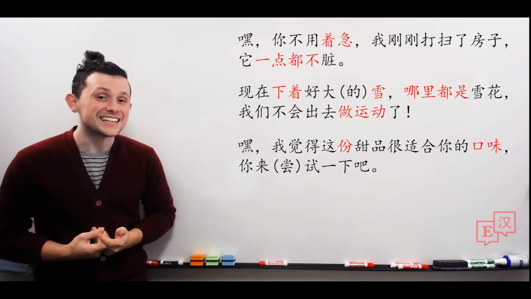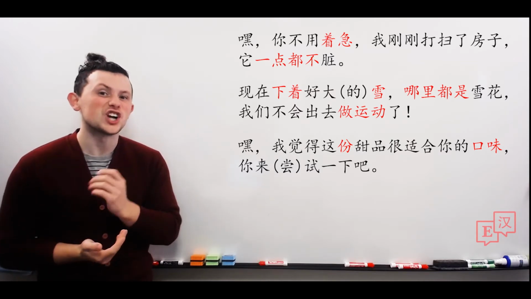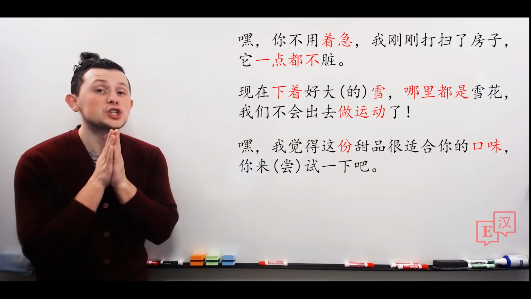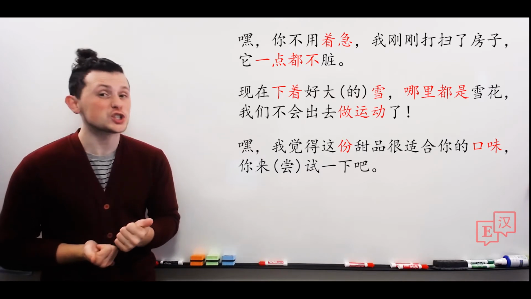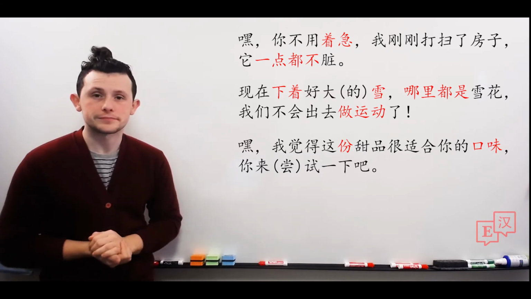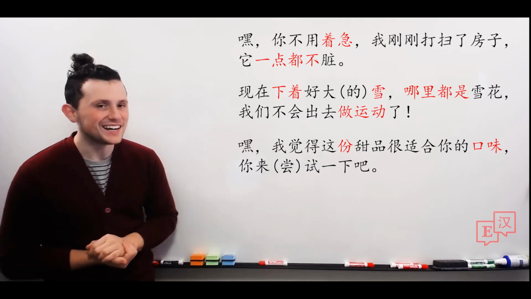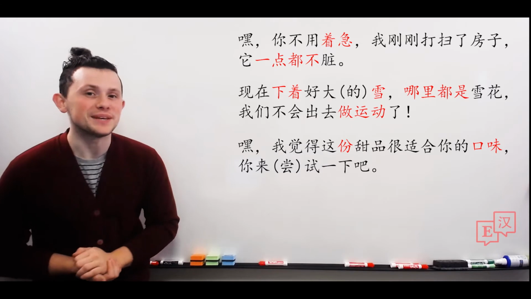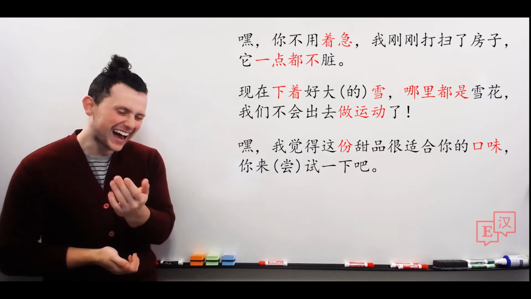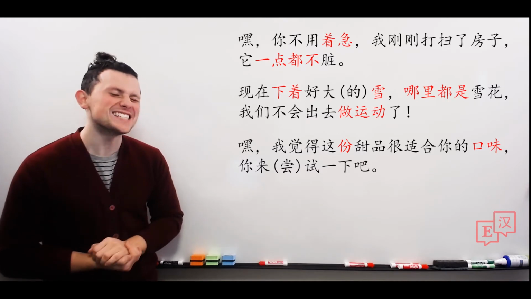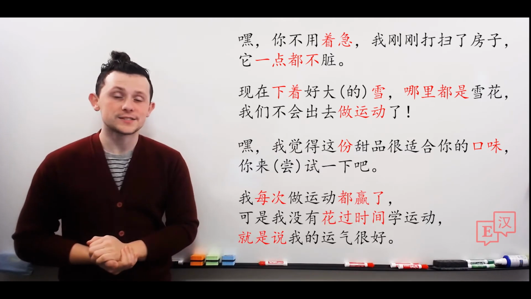And lastly, 尝试一下吧. 你来, so come over here, 尝试一下吧. Note, the 尝 is not necessary. We can say 尝试. We can also just say 试. So one last time. 嘿，我觉得这份甜品很适合你的口味，你来尝试一下吧。Our last sentence.